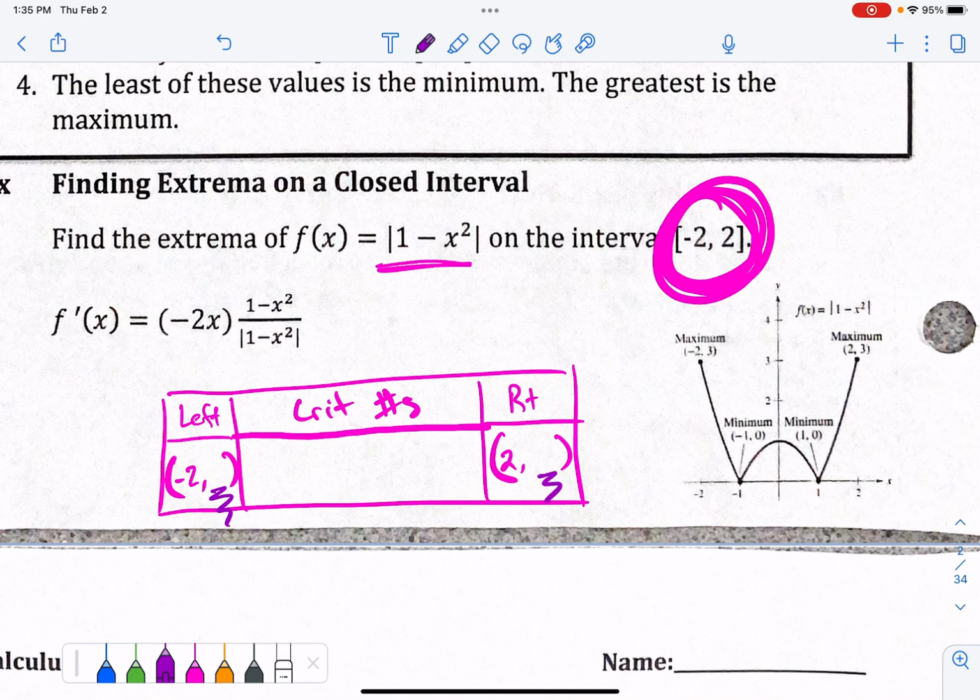So if I plug -2 in here, 1 minus -2 squared, we're trying to find the y coordinates first. That's what Marcus wants to do. So this would be 1 minus 4 and the absolute value of that.